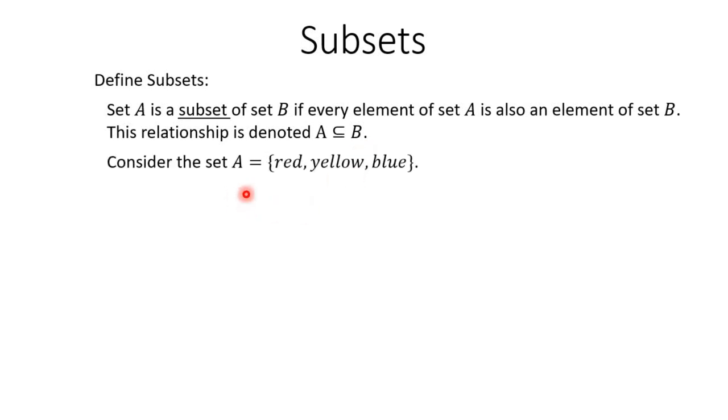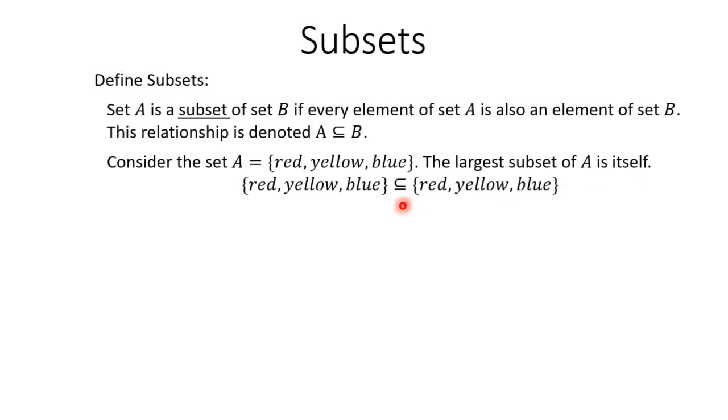Consider the set A equals red, yellow, blue with 3 elements. The largest subset of this set is the set itself. So, if you take a look, we can say that the set red, yellow, blue is a subset of the set red, yellow, blue because every element of this set is also an element of this set, so it fits the definition to be a subset. Red is an element of this set also, yellow is an element of this set also, and blue is an element of this set also.